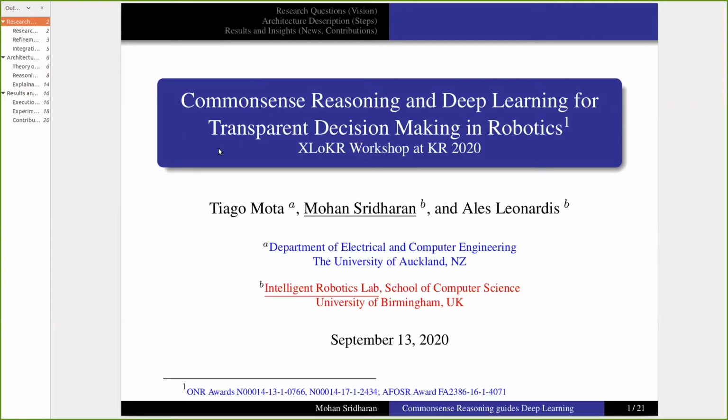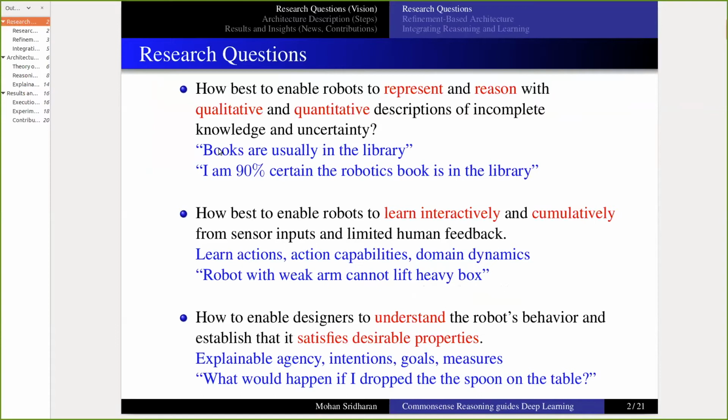Okay, so what we are talking about here is common sense reasoning and deep learning for transparent decision making in robots to provide some longer term perspective. So this is the set of research questions we started with. This is something that I was doing some years ago. And so these are the questions that motivated research over the last 6 to 7 years.